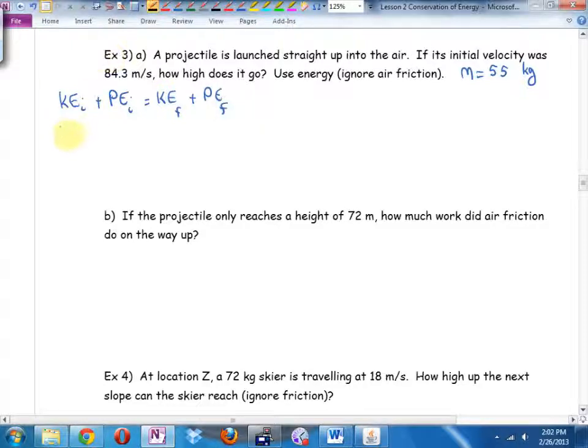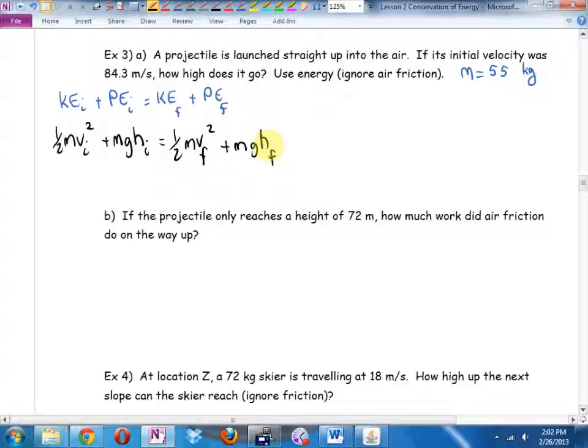Kinetic energy, that's a half mv squared. So I think kinetic energy initial would be a half mv initial squared, right? Plus potential energy is mgh. I think potential energy initial would be mgh initial. Equals a half mv final squared plus mgh final. Right?